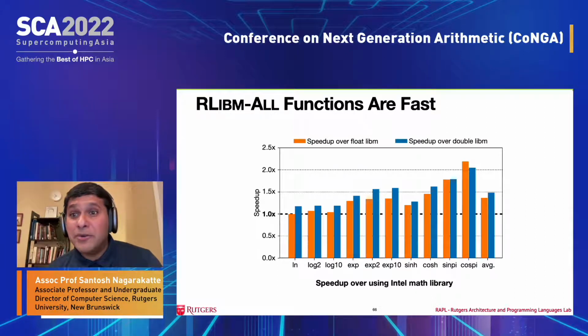When we compare to double, Intel's double functions are a bit more accurate compared to its float functions. Compared to doubles, we are about 50% faster. And Intel's double functions also produce wrong results due to double rounding errors. So in summary, we are faster than Intel's functions.